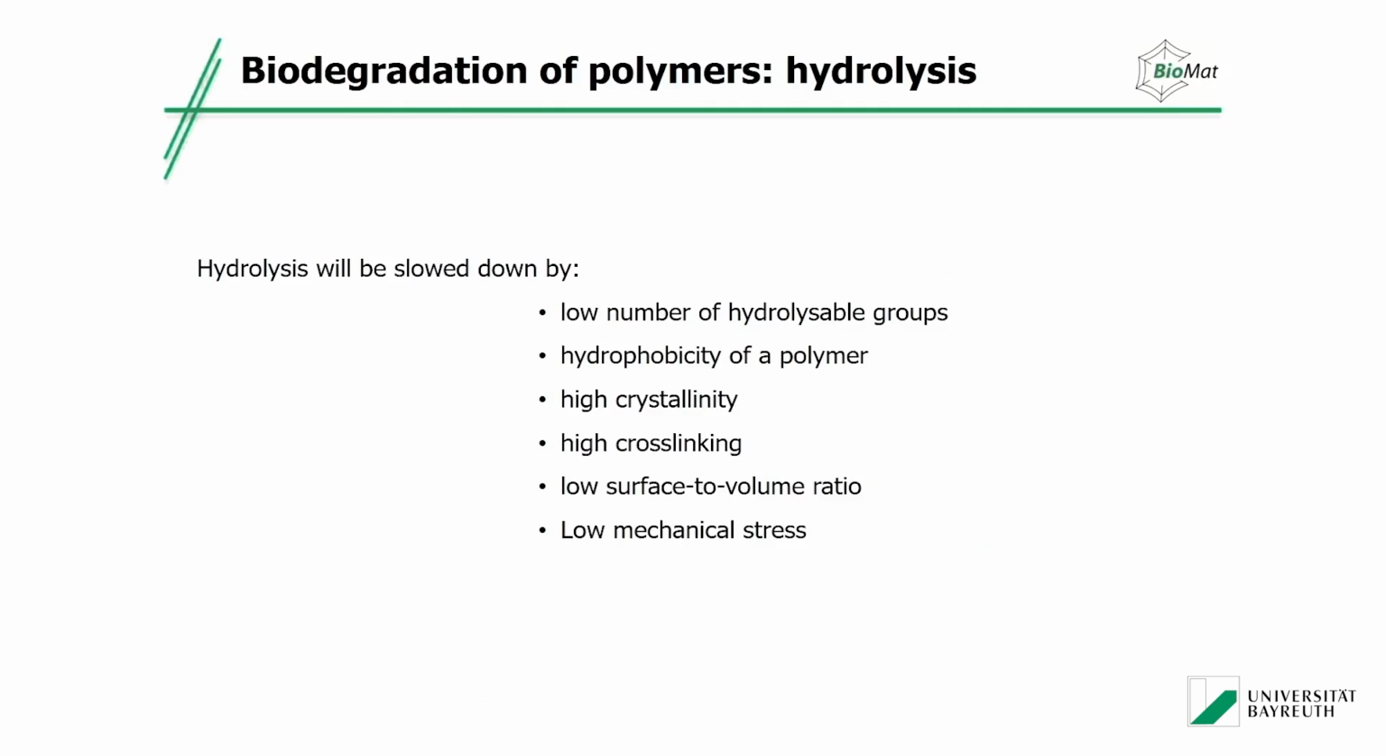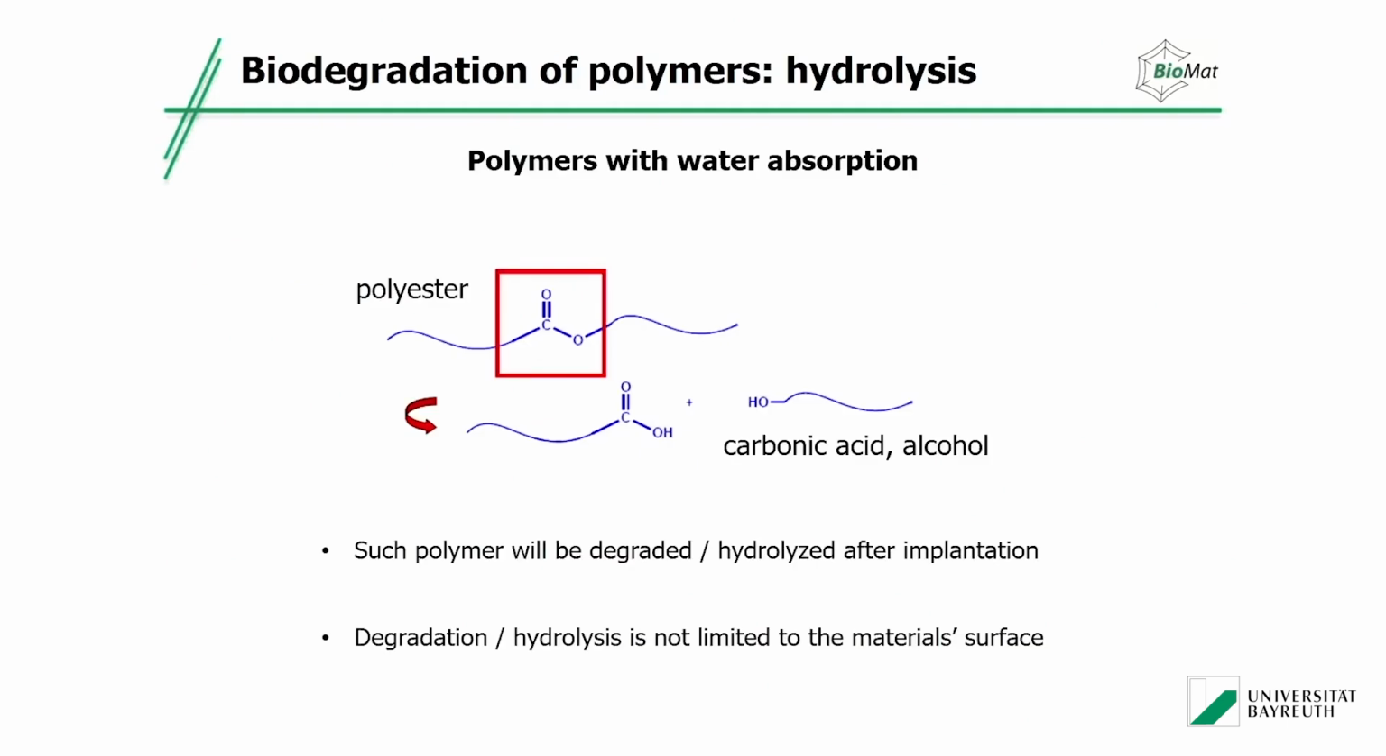In reverse, hydrolysis will be slowed down if you lower the number of hydrolyzable groups, if you increase the hydrophobicity, if you have a high crystallinity, a lot of cross-linking, low surface to volume ratio, and you have low mechanical stress. So I think that makes a lot of sense.